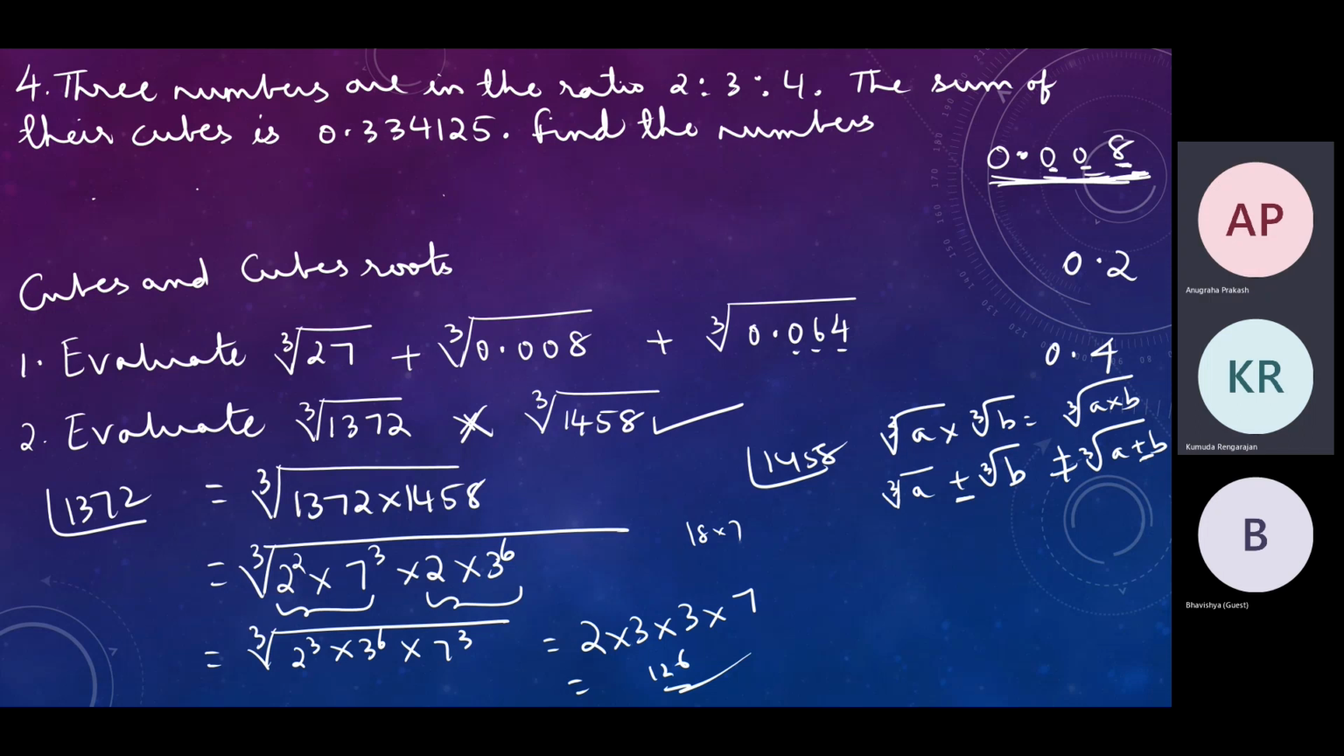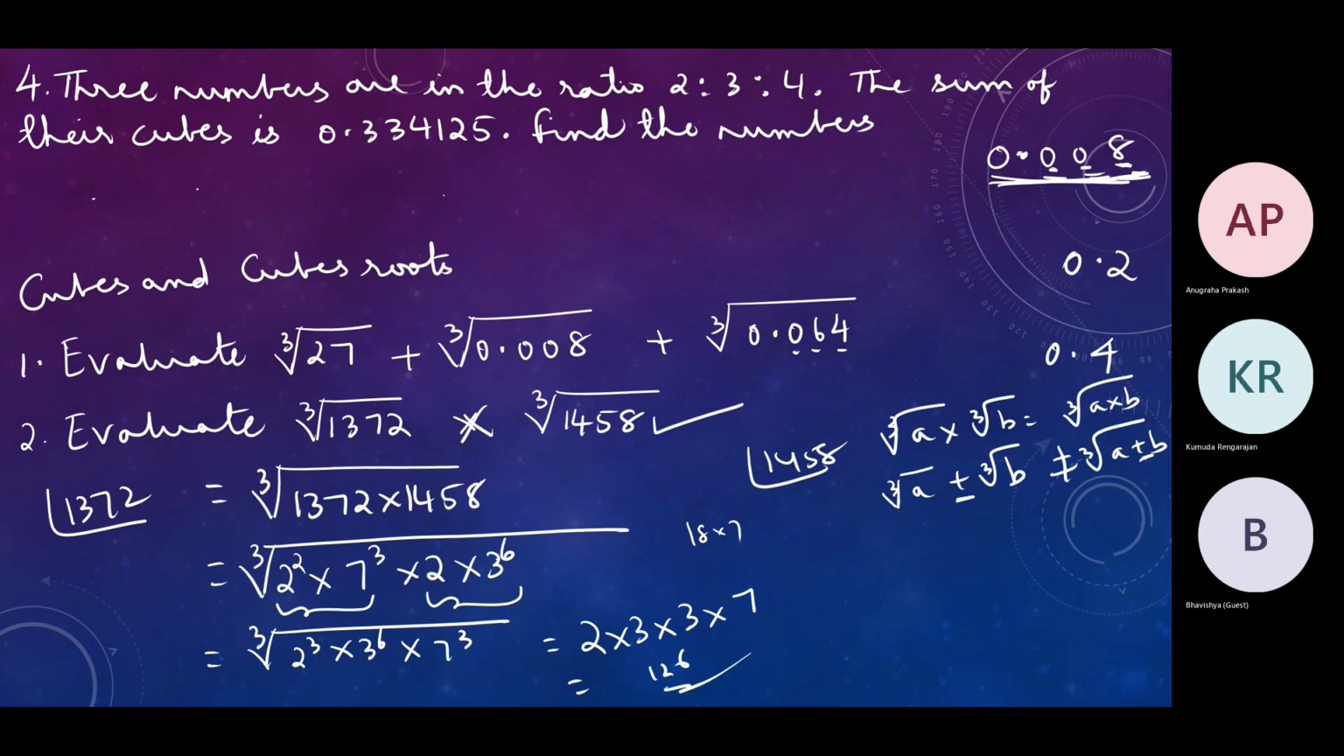Is it understood now, children? Yes, ma'am. Okay. So you should not multiply and find the product of 1372 and 1458. The rule is cube root of A into cube root of B is equal to cube root of A into B. So you need to express 1372 as a product of primes, 1458 also as a product of primes, and then you understand how to finish the answer. Okay, try the next one on top of the screen.